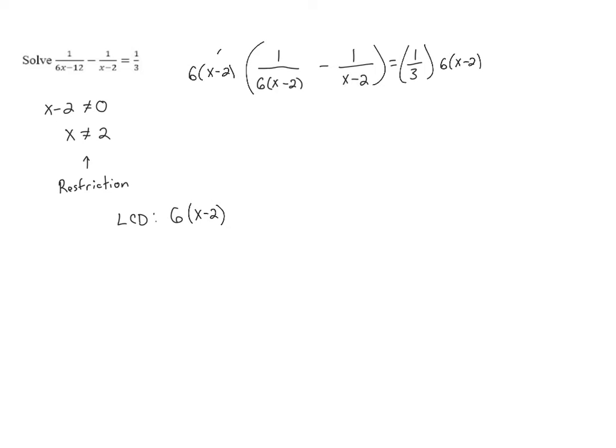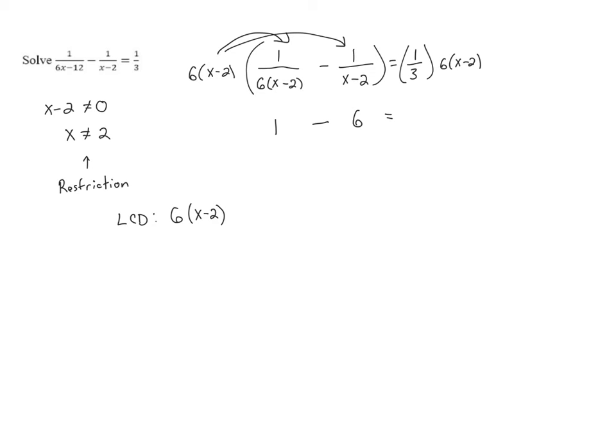We're going to have to distribute on the left. Let's look at this first term. Notice that the 6 and the x minus 2 in the denominator are going to cancel because we have a 6 and an x minus 2 out front. So when those cancel, all we're left with is the 1 in the numerator. So this first term is just going to become 1. Then minus, we have an x minus 2 for our denominator, and that's going to cancel with the x minus 2 out front. So we're left with the 6 times 1 is going to be 6. So on the left-hand side, we have 1 minus 6.